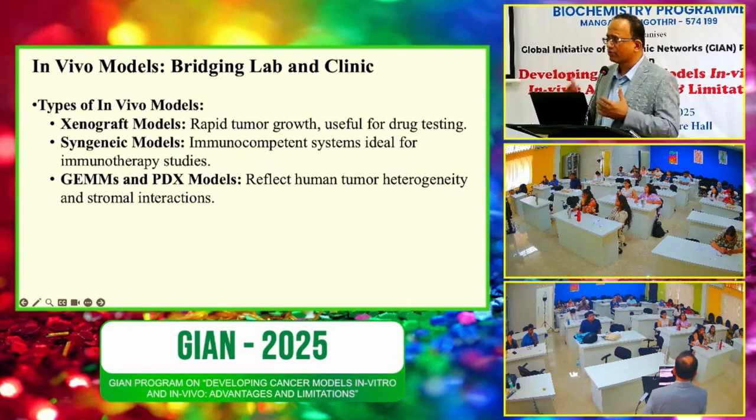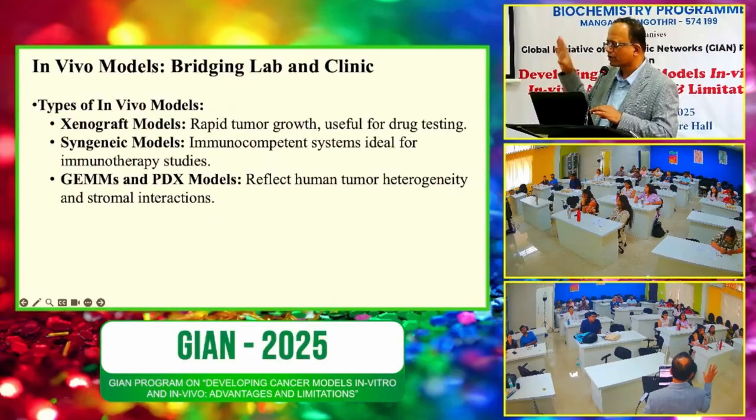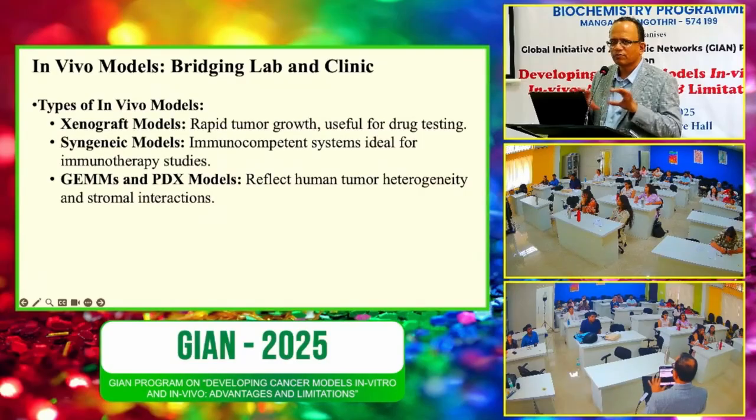So we make different in vivo models, for example xenograft models, for a reason: just for tumor growth and drug testing, that's all. If you are thinking about taking a xenograft and looking into some other marker or some other microenvironment, it may not be the right model. So you need to know what model to use. Syngeneic models are immunocompetent systems, ideal for immunotherapy studies. So if you want to do immunotherapy, these are the right models.